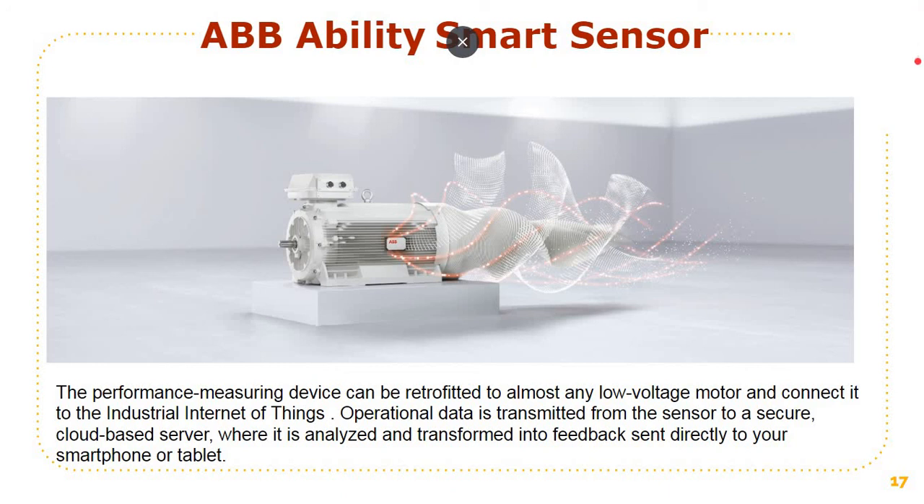Here you can see a smart sensor by ABB. It's a very small device which can be fitted to almost any low voltage motor and can be connected through the IoT. The operational data is transmitted from the sensor to a secure cloud, from where it can be analyzed and transformed into a feedback signal, and you can get the information on your smartphone or tablet.